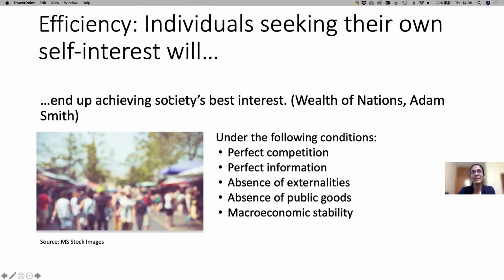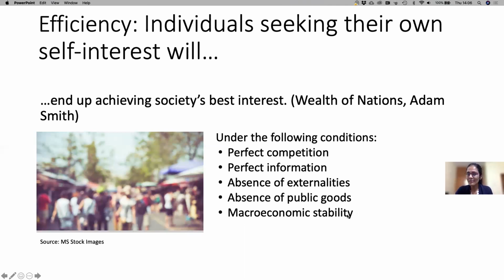But this would happen under these conditions, if there was perfect competition. And what does perfect competition mean? We'll get to that in a little more detail in the next slide, but the idea of perfect competition just means that you have a lot of participants who are competing with each other. If you have very few participants, it's not sufficient competition. It could be other strategies involved. But if you have enough participants that no single participant can influence the outcome, that is a sign of perfect competition.